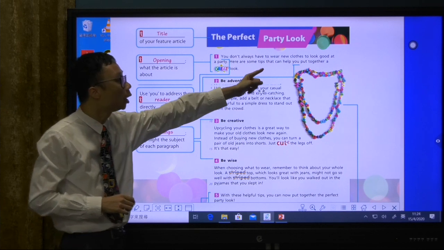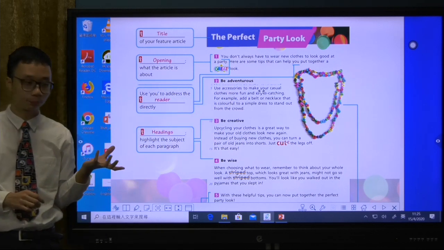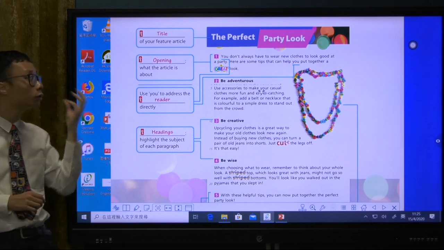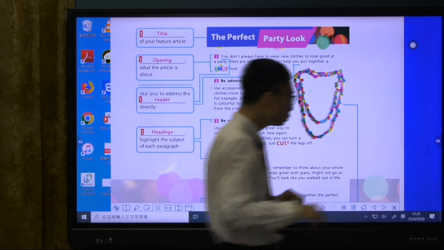So like this one: you don't always have to wear new clothes to look good at a party. Some good tips help you to put together a great look. And now you know what this article is about: to help you achieve the perfect party look.